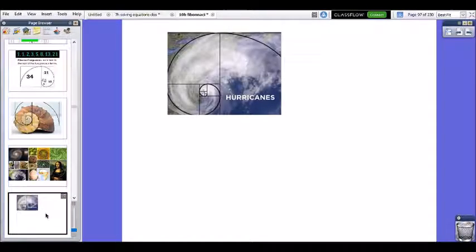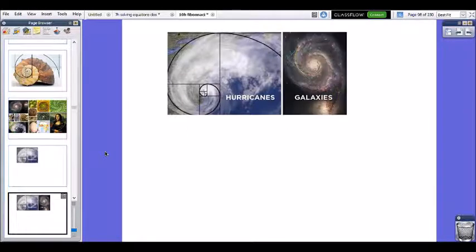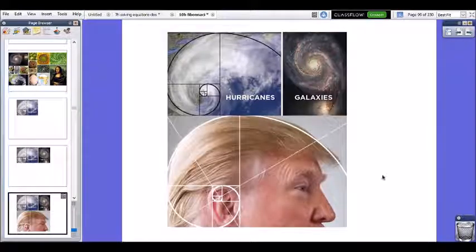Okay, so if you go on to study maths at university, you'll understand that the golden ratio helps govern natural things we see in the universe, like hurricanes. You also see the golden ratio in galaxies, and you'll also see the golden ratio in Donald Trump's head.